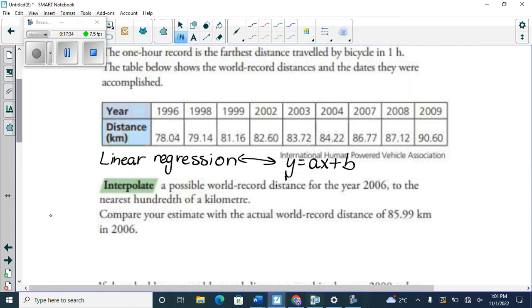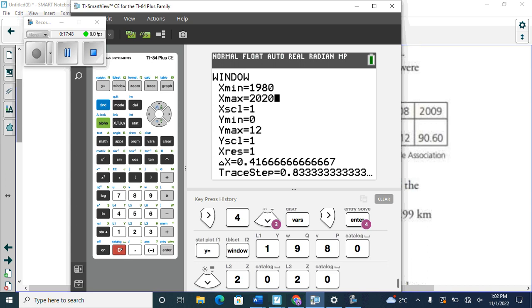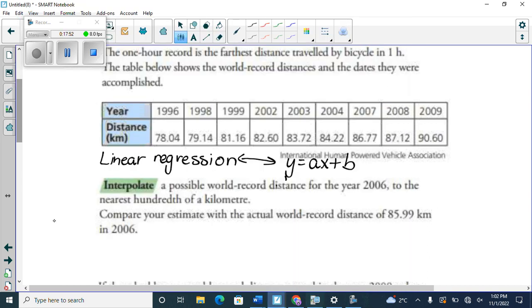Then I go here, and I say, what's my highest year? 2009. So maybe I make it be 2020, right? I just need to make it more. That would be my x max, because that's my x list. We can leave scale for now. Okay, what is the lowest distance that these guys rode their bike in an hour?